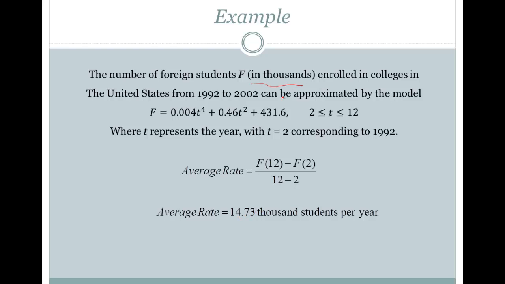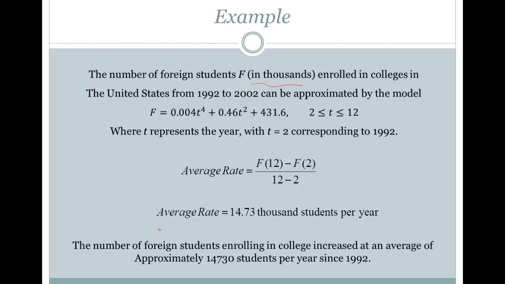Remember that this is in thousands of students per year. Well, what does that mean? Basically what it means is that on average, the number of foreign students enrolling in college increased at a rate of about 14,730 students per year every year since 1992. So that's what the average rate is going to say, the average over a specific time period. Some years it would have been a little bit greater than that. Some years it's probably a little bit less than that. But on average, 14,730 foreign students more every year enrolled in college.